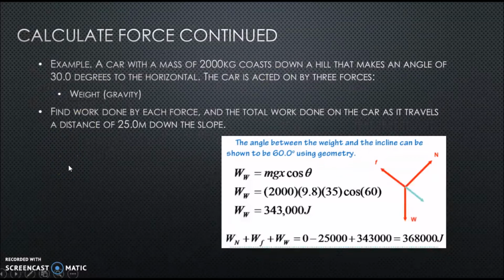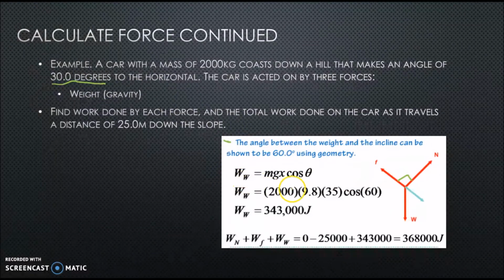Part C, or that last part, with the same problem that we were just working with, first you're going to have to find work done. First you're going to think about the angle that's between the weight and the incline that can be shown as 60 degrees using geometry. So we know that it's 60 degrees because in the problem it's given 30 degrees, and 30 plus 60 would be 90, so that's our right angle.